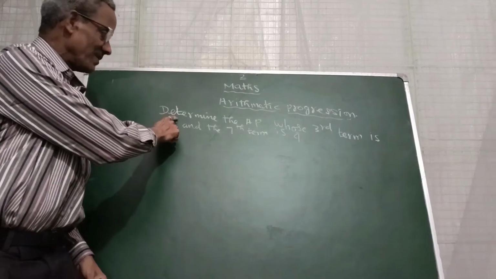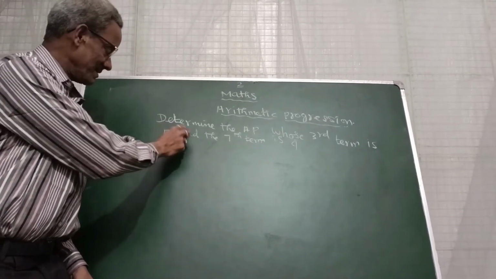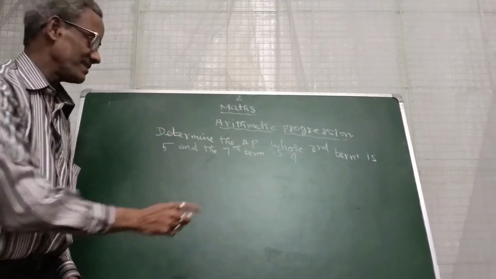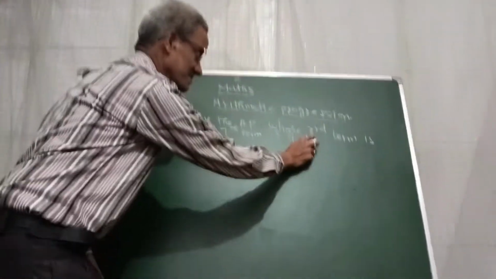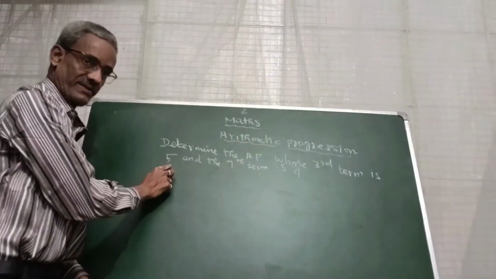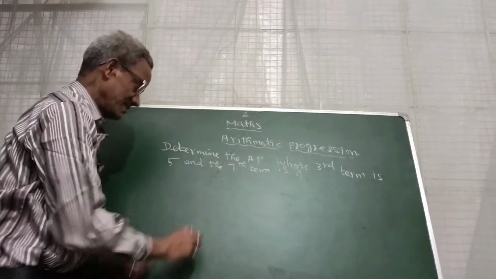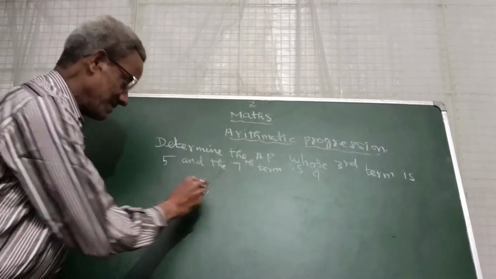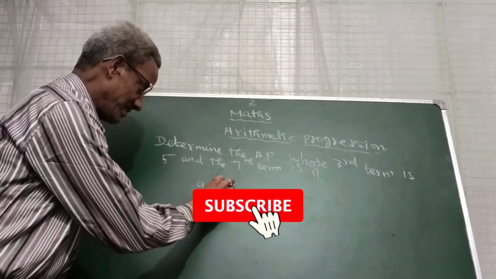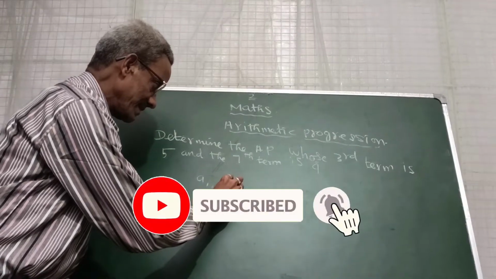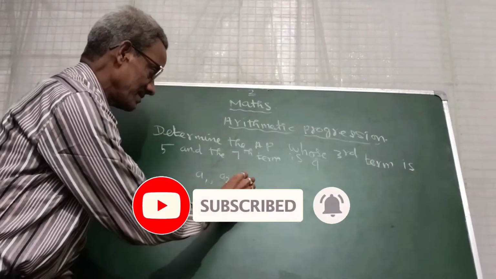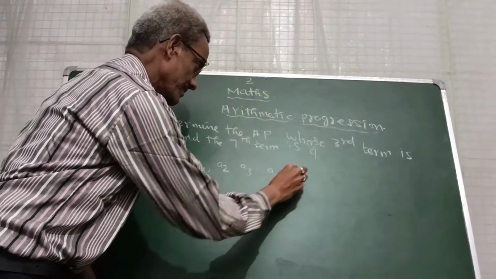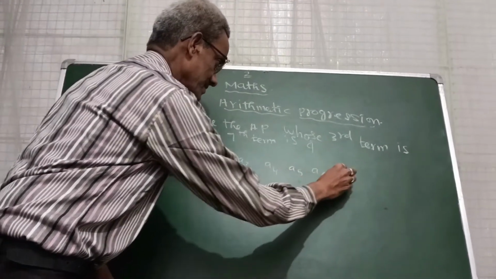Now I am going to give a problem. Determine the AP, the arithmetic progression sequence, from the given information. They say the third term is 5 and the seventh term is 9. Then what will the entire sequence be? We know the first term is A1, then A2, then the third term, A4, A5, A6, A7.